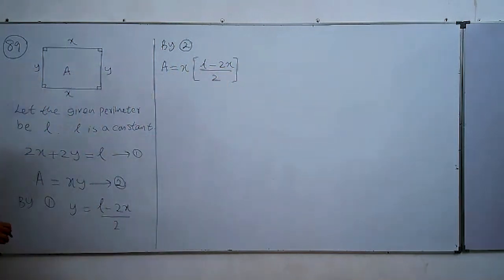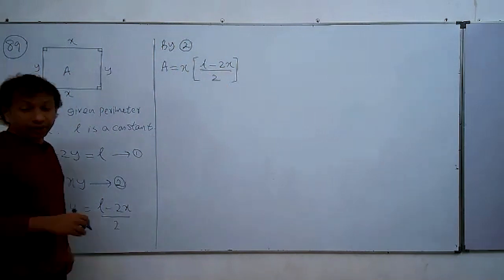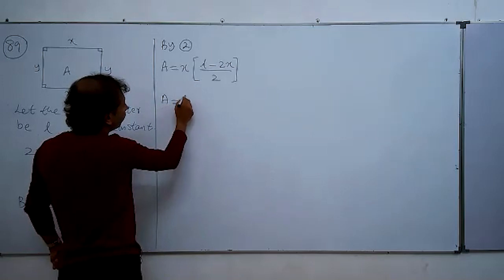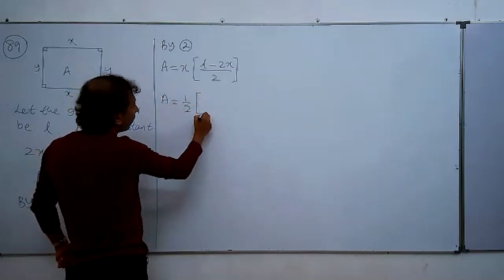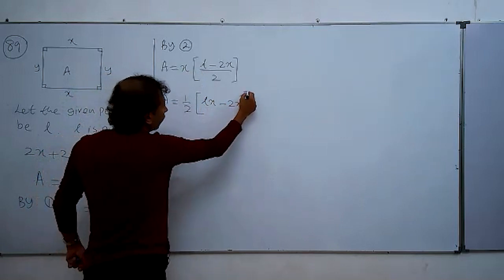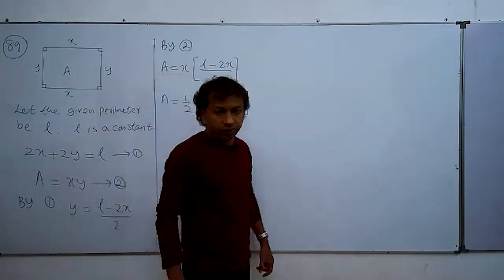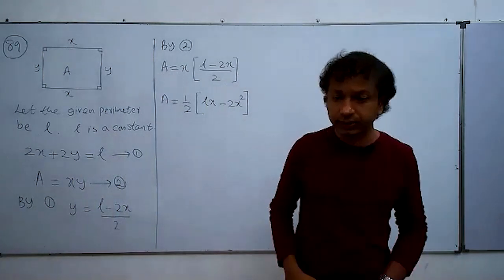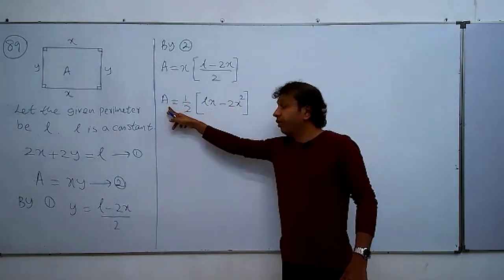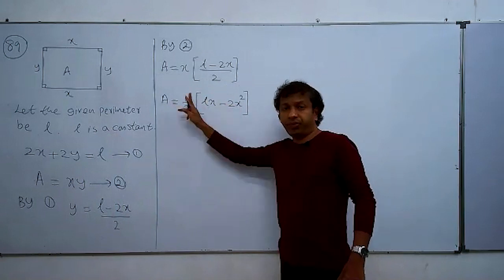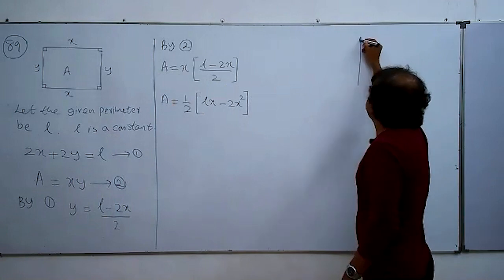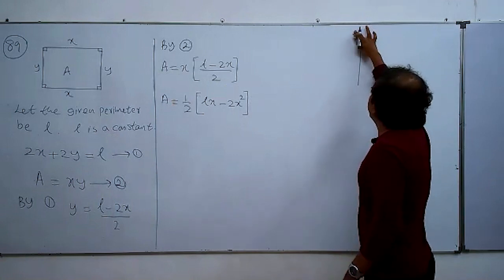Now I bring this L inside, this 2 out. Then half, this is Lx minus 2x squared. You can very clearly notice, people, in this case, A depends on x. A is a function of x. That means if we take this A as our y-axis, this is the area now.